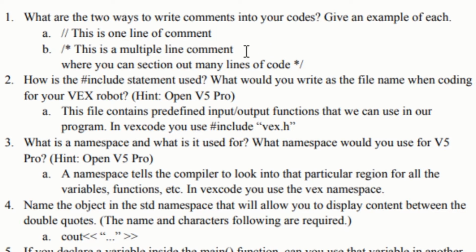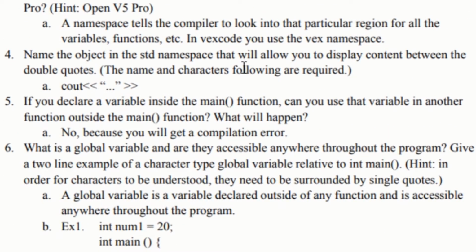Number 4, name the object in the STD namespace that will allow you to display content between the double quotes. The names and characters following are required. So this is cout with 2 carets pointing left, with quotation marks and your statement, and then 2 carets pointing right. Cout stands for character out, and it shows an output of only string characters. If you want an integer, the integer does not need quotations, and you just put the integer variable in between the 2 carets.